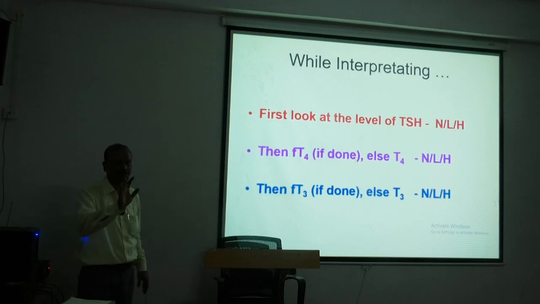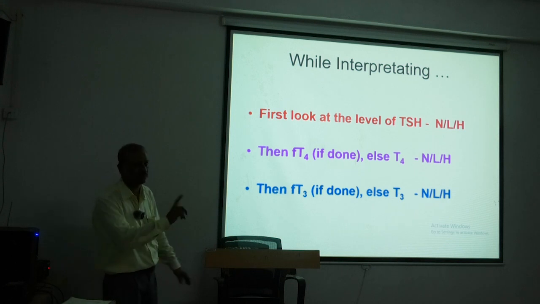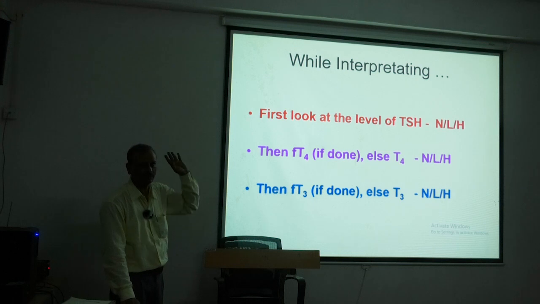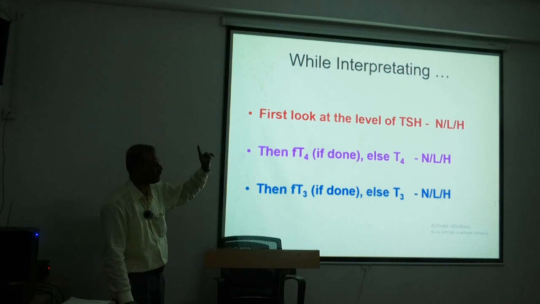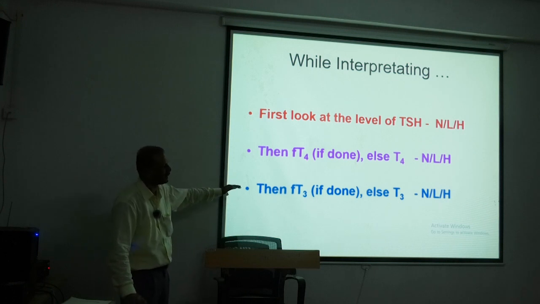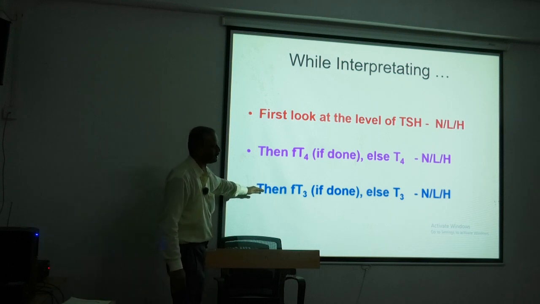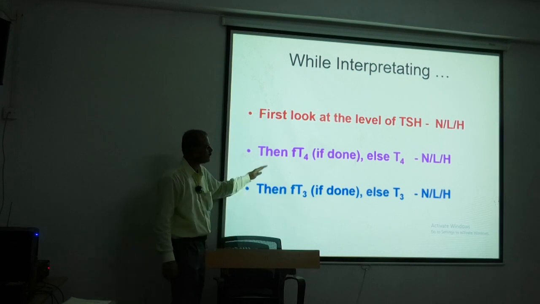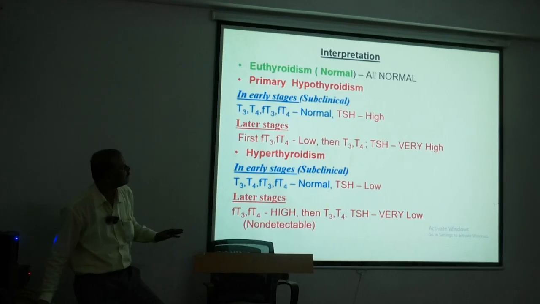Now, while interpreting, you just come to the main point. You have to do this exercise. While interpreting, first look at the TSH level. The moment the patient presents with the report, look at the TSH level first, whether it is normal, high or low. Then FT4 if it is done, else T4, whether it is normal, low or high, then FT3. Because this is affected at the end. So FT3 will be lower only in advanced cases of hypothyroidism. Similarly, FT3 will be high in case of advanced hyperthyroidism. So this you must remember.